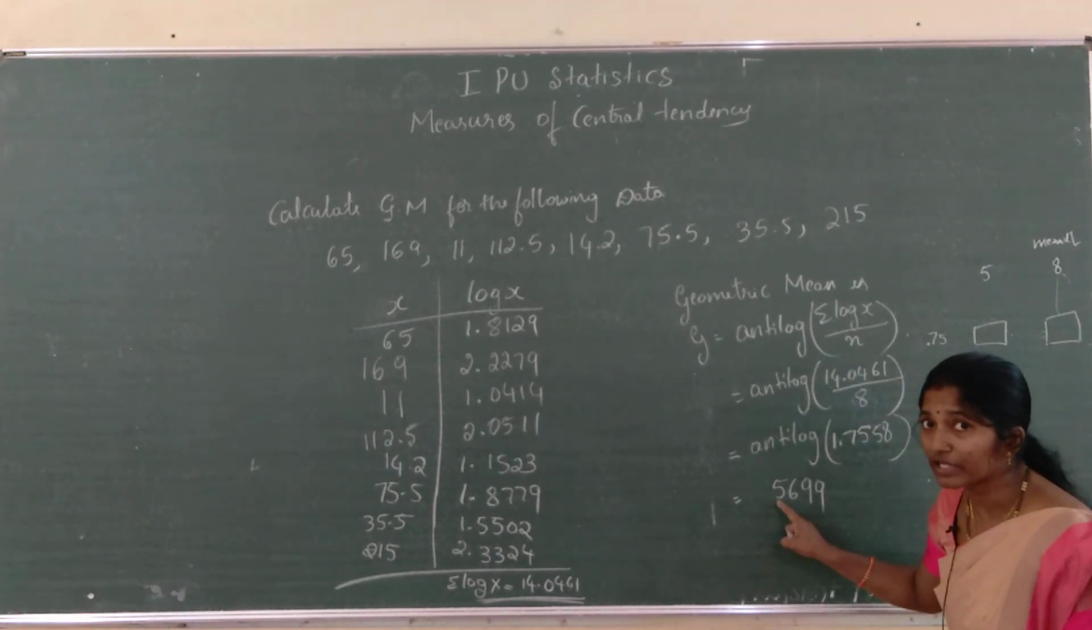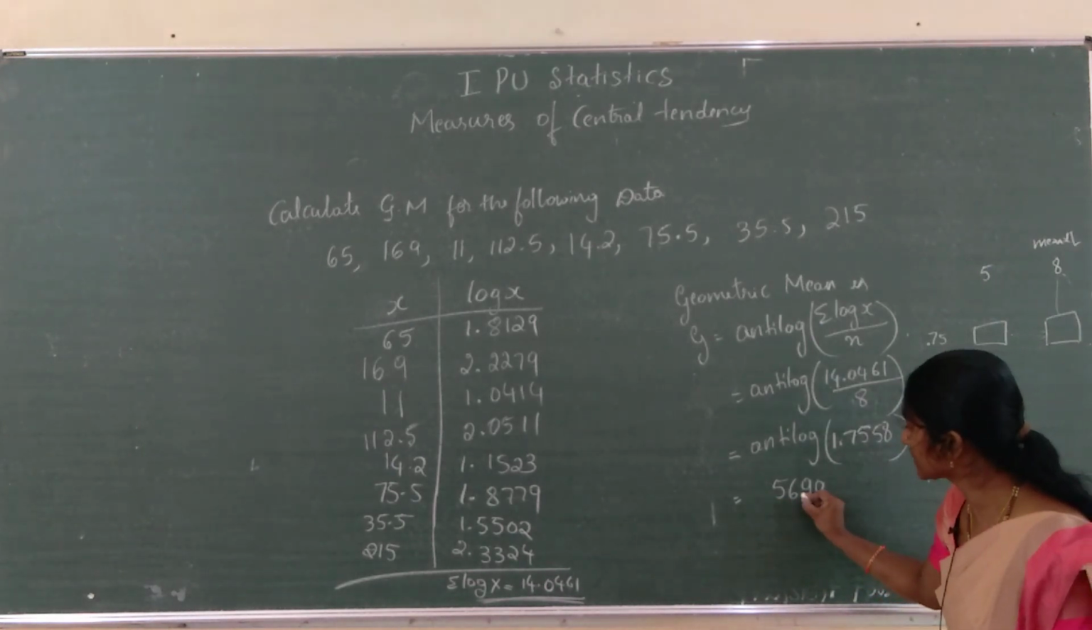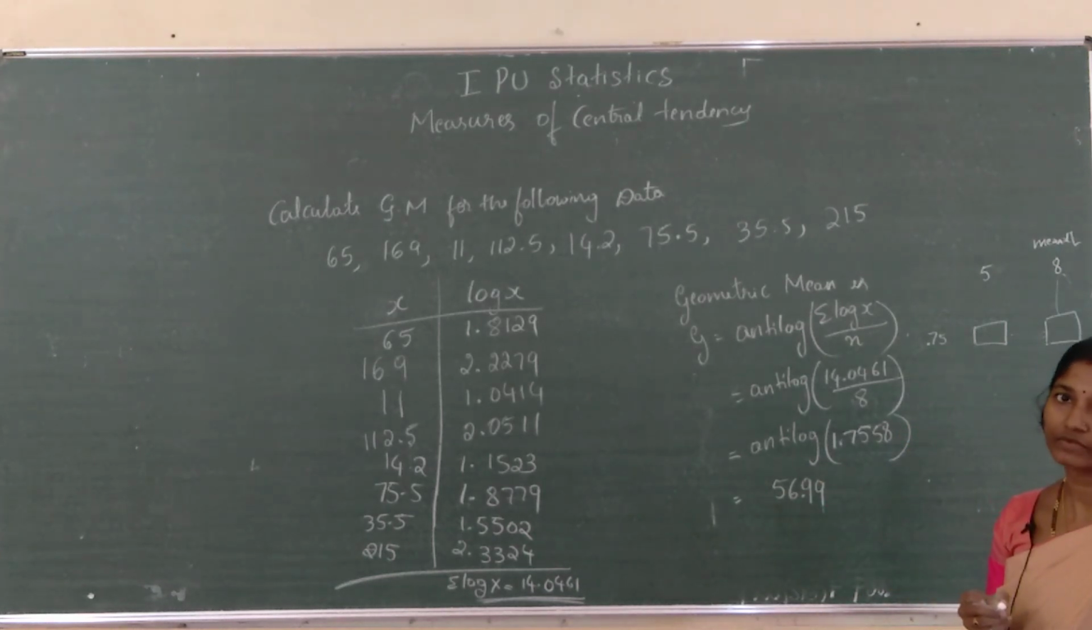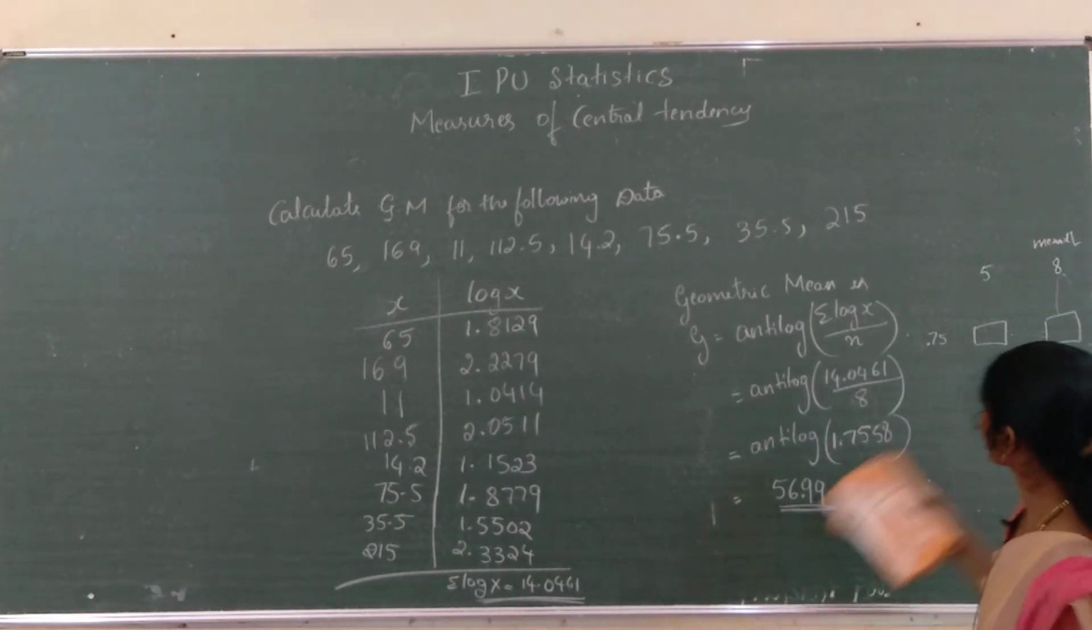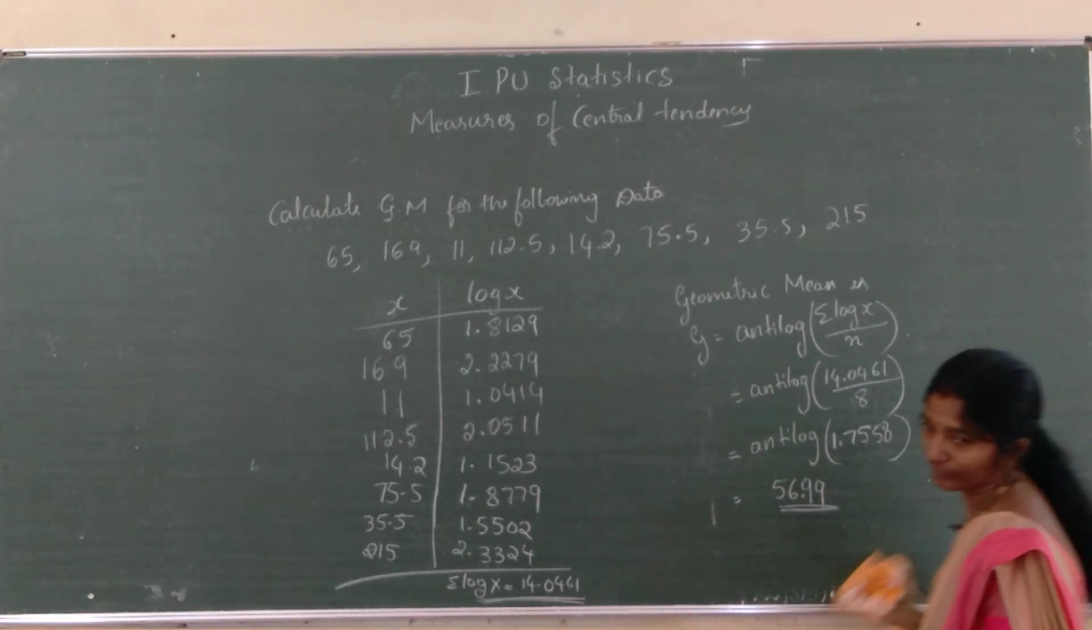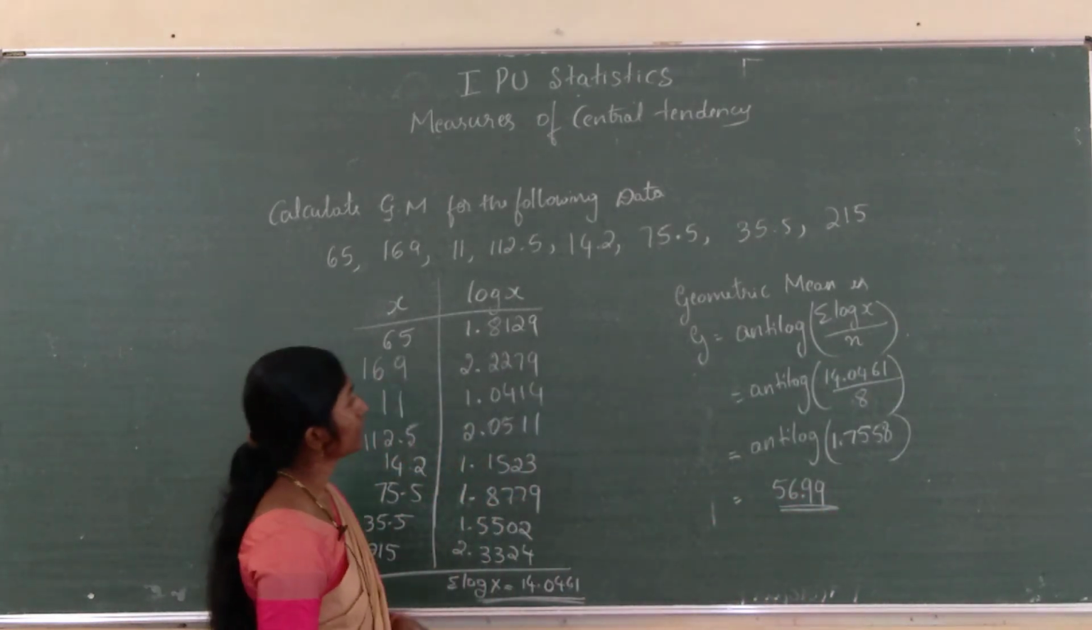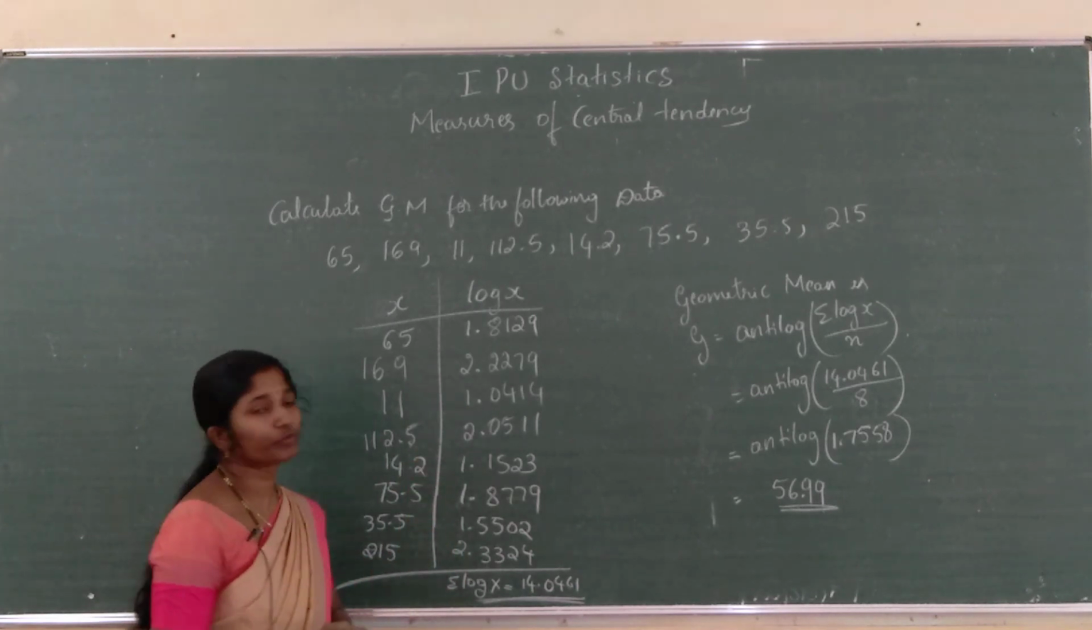Illi digit nodlike eradu digit, adnantra new point hakbeku like this way. Antilog annu ee riti calculation madidre aitu. Now we got this answer. So this is the ungrouped data.